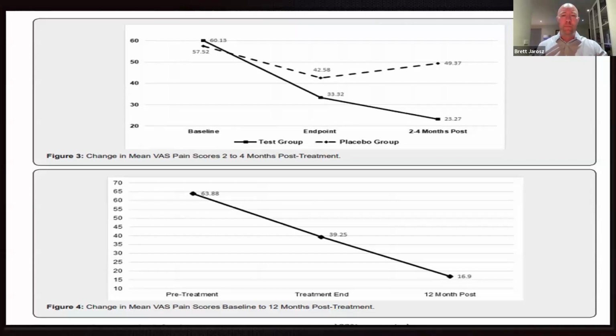And as we can see at the top, we've got our black line, which is the solid black line, I should say, is the laser group. And then our dotted or hashed line here is the LED group. So we can see the LED group still got better. All right, still got better. Not as good as the laser. But when the treatment ended, the laser group continued to get better, whereas the LED didn't.